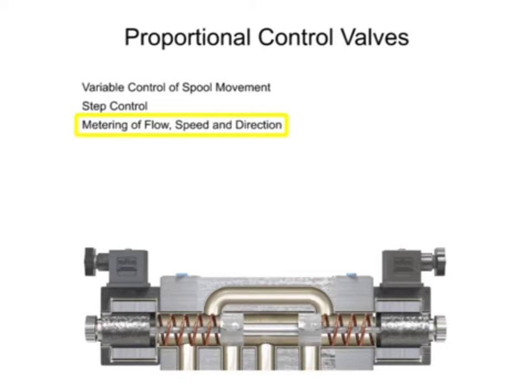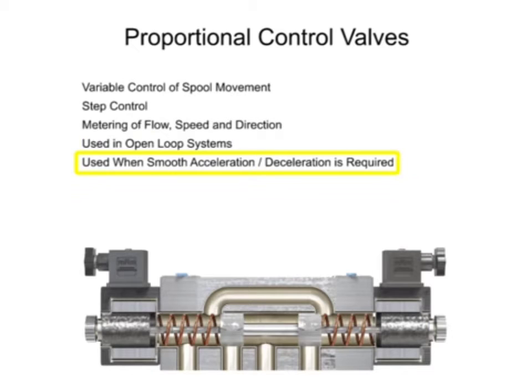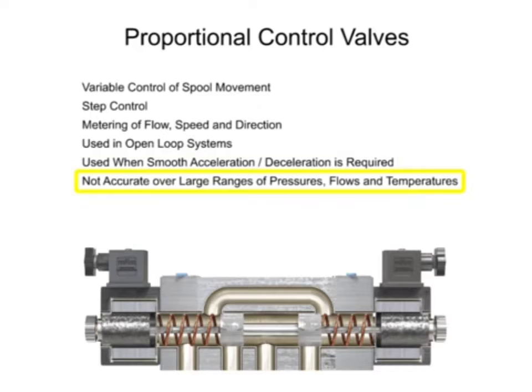and direction. Most valves of this design are used in open-loop systems to smoothly accelerate and/or decelerate an actuator or cylinder. The proportional control valve allows for a simpler hydraulic circuit, but it is not accurate over a broad range of pressures, flows, and temperatures. Neither are they highly responsive. Proportional valves offer a variety of machine cycles which can safely be operated at greater speeds and result in improved machine cycle times and production rates.